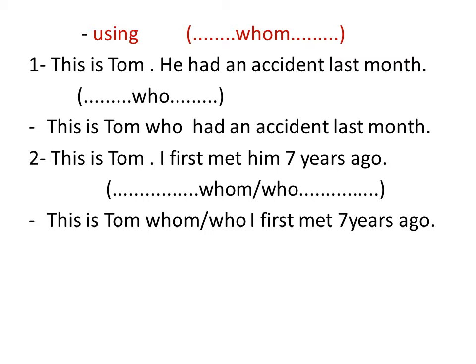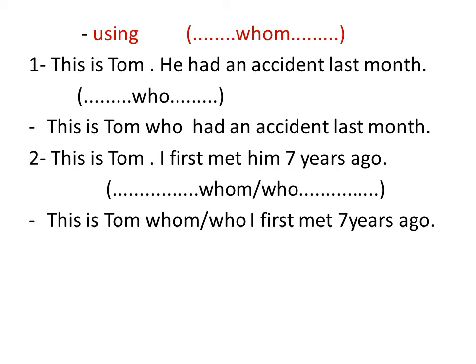In the second sentence we have him, which is the object in the second sentence, and it refers to Tom in the first sentence. So we can use who, or also we can use whom. So the answer will be, this is Tom whom or who I first met 7 years ago.